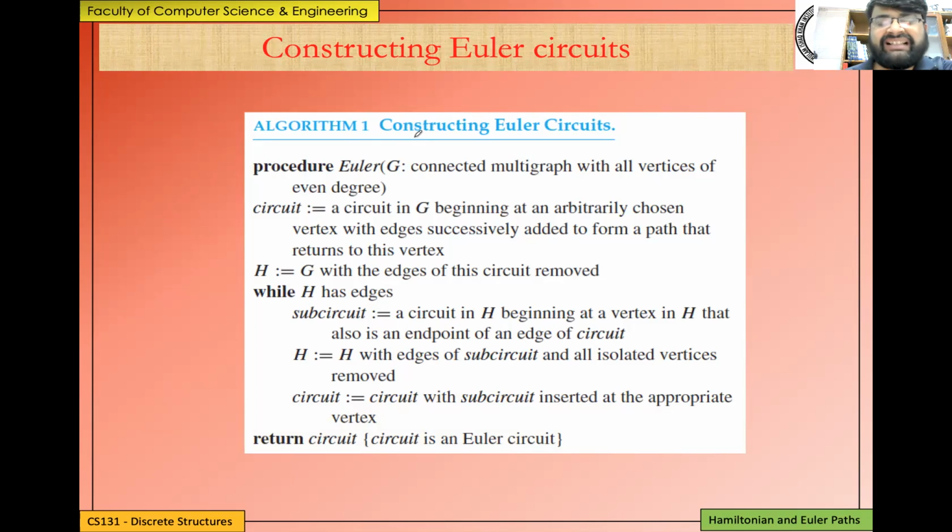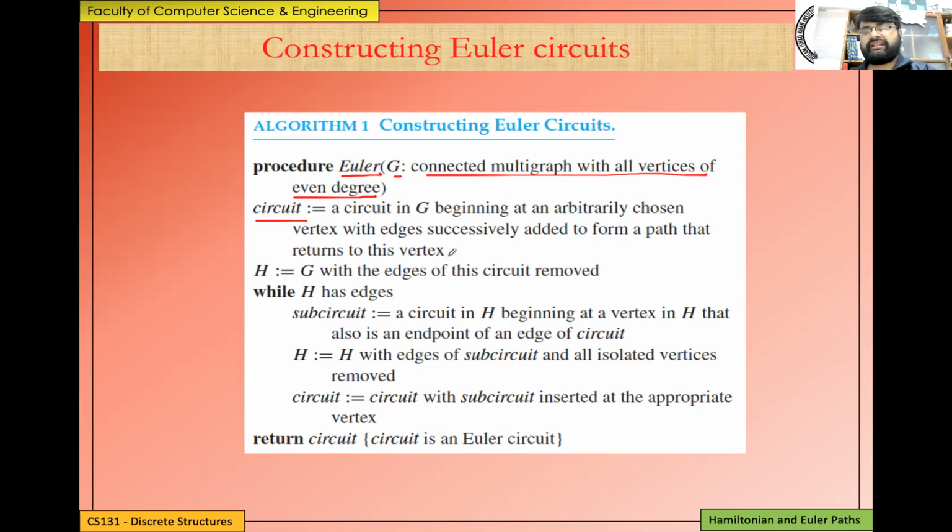So let's start with how you construct an Euler circuit. The procedure is simple. The name is Euler, right? The input is a graph G, which is a connected multigraph with all vertices of even degree. So all vertices are even. Otherwise, you should not construct an Euler circuit at all. So what's the basic circuit? A circuit in G beginning at an arbitrarily chosen vertex, with edges successively added to form a path that returns to this vertex. So the circuit that we finally want to return is basically the main circuit that starts at an arbitrarily chosen vertex.